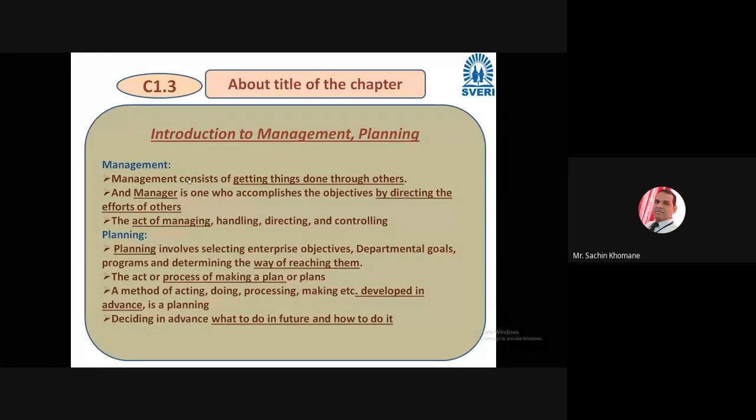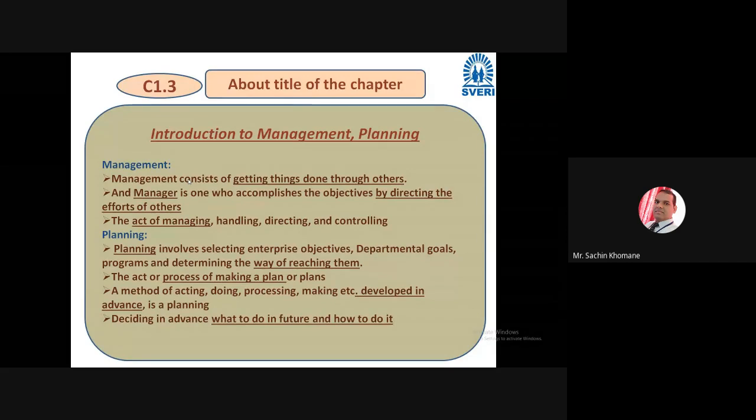Friends, before the discussion of some of the bits from this chapter, let us discuss the title of this chapter: Introduction to Management and Planning. Friends, what is management? We saw the industrial management definition yesterday: a branch of engineering that integrates man, machine, and material, right?